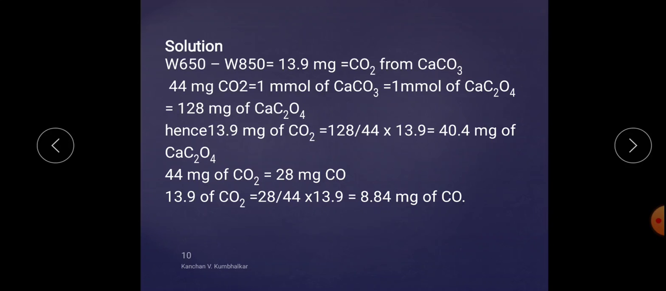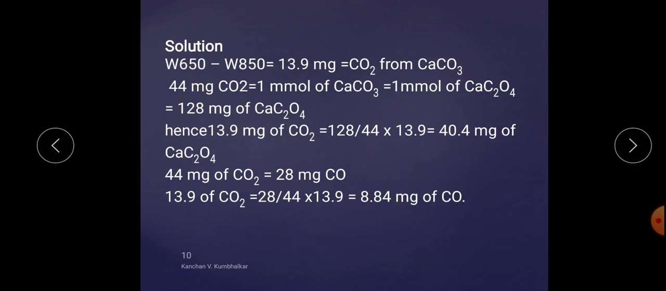What is the reason behind the weight loss between 650 to 850 degrees Celsius? It is because of the loss of CO2 from the CaCO3. You can check out the chemical reactions which have been previously given. So CO2 loss from the calcium carbonate is the basic reason behind the loss of 13.9 mg of compound. But we know that the molecular weight of CO2 is 44 mg. If 44 mg of CO2 has been liberated from 1 mole of CaCO3, the weight of CaCO3 is 100 mg, or it can be considered as 1 millimole of CaCO3.